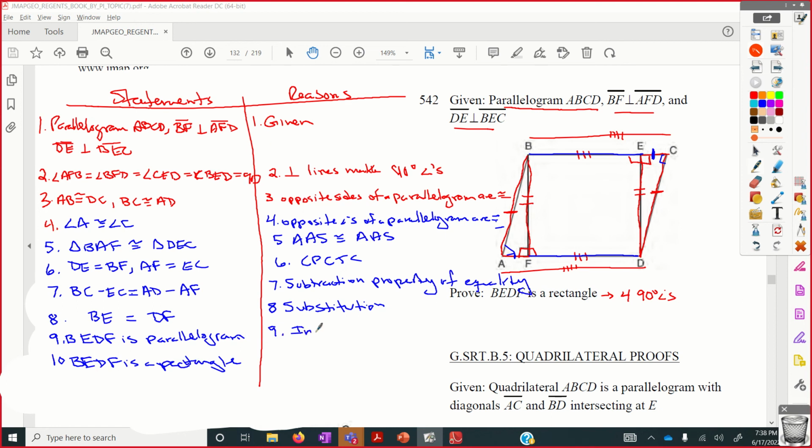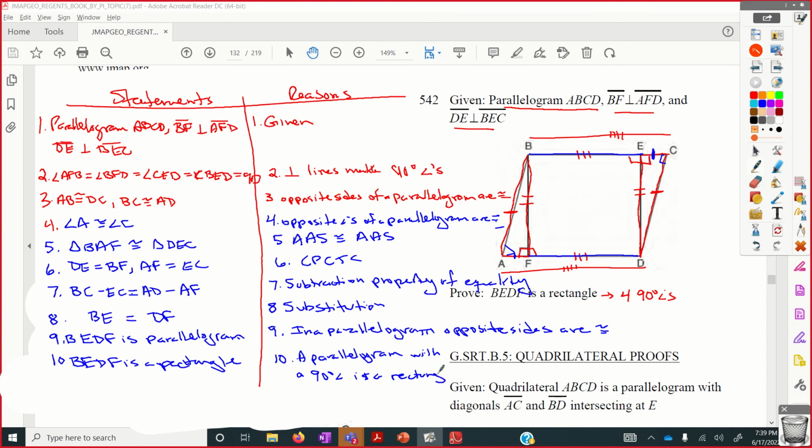So remember, in a parallelogram, opposite sides are congruent. And you can keep going. In a rectangle, opposite sides are congruent. And then you would throw this piece in for the rectangle, that we have a 90-degree angle. So a parallelogram with a 90-degree angle is a rectangle. And if you did the super shortcut way, you would just say a quadrilateral with 4 90-degree angles is a rectangle. And there's that 6-pointer.